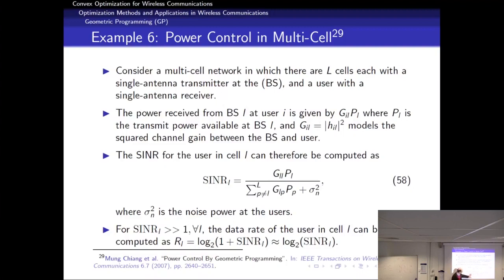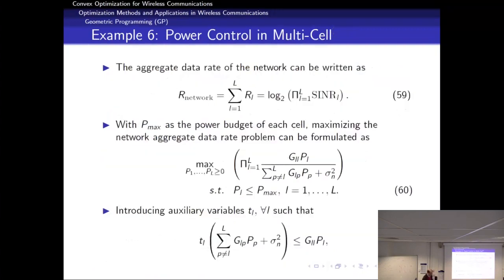Because if you remove this, we'll show that actually the problem becomes essentially a geometric program. If you have the 1 plus, it becomes much more difficult. But so let's imagine we have this, and this is relatively accurate. Let's make this assumption.